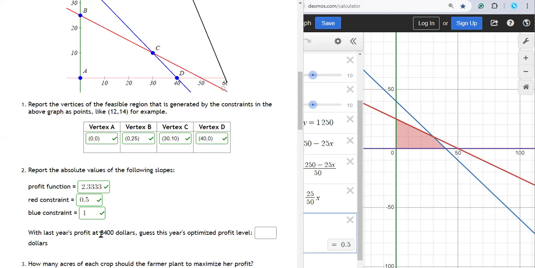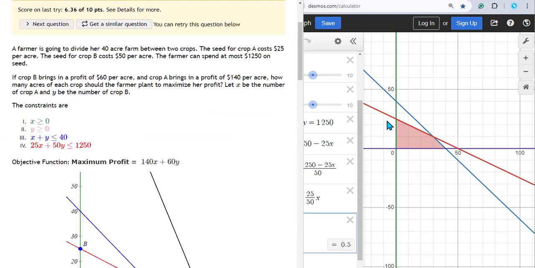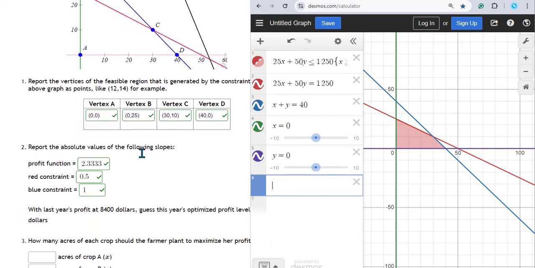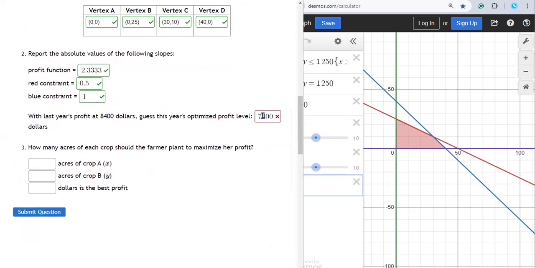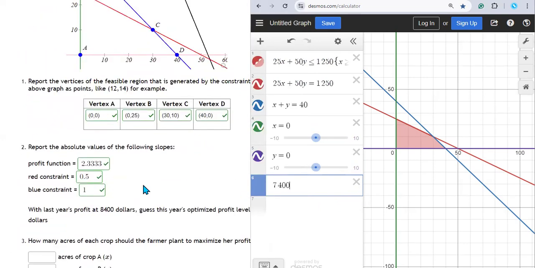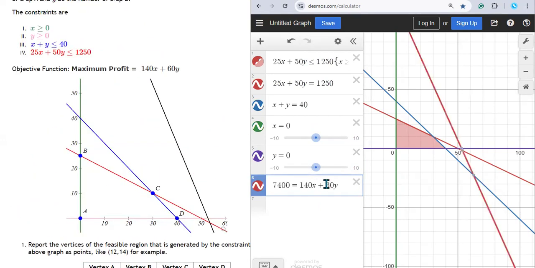With last year's profit at $8,400, guess this year's optimizing profit level. Well, I'll just say it's $7,400 less. If I press enter here, watch what happens to the black curve. It moved in, didn't it? See that? It moved in. Now, there's no way we can be on points out here. Currently, the profit is set at 7,400, right? And I got it marked wrong. And that profit equals 140x plus 60y.